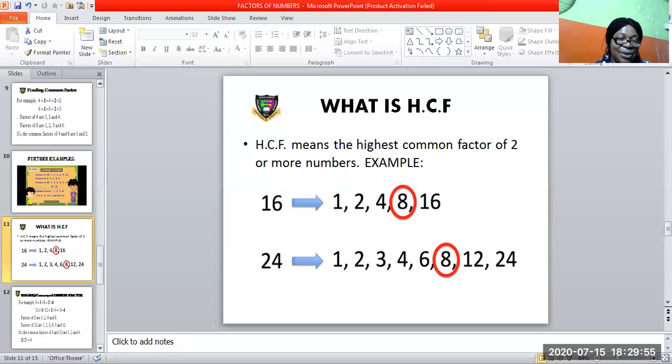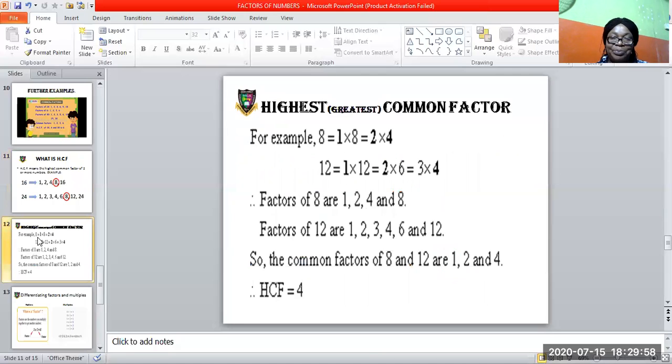So we move on. Let's look at another example. What is the greatest common factor? Remember, the greatest common factor also means the highest common factor of 8 and 12. If you are looking at 8 and 12, what is the highest common factor?